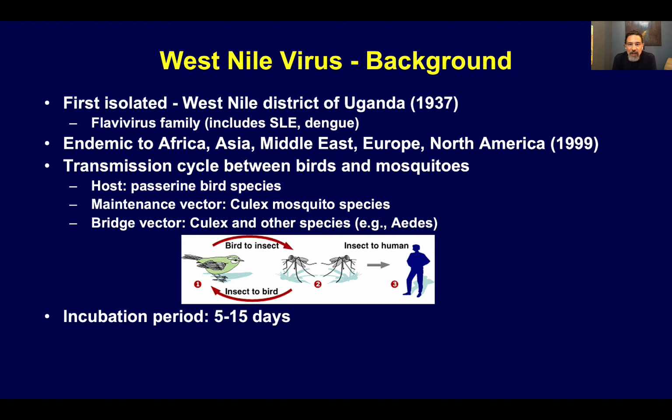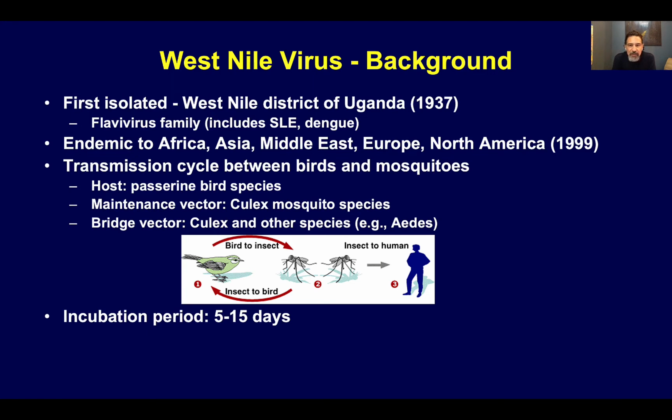So West Nile virus is a flavivirus first isolated in the West Nile district of Uganda in 1937. It is endemic to Africa, Asia, the Middle East, and Europe, and now the Western Hemisphere as well. The maintenance and amplification cycle occurs between birds and Culex mosquitoes. Human infections are sort of incidental. They result from the bite of an infected mosquito, which is usually a Culex or other species.